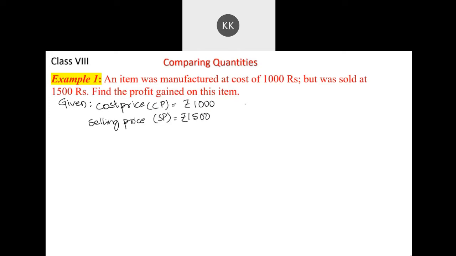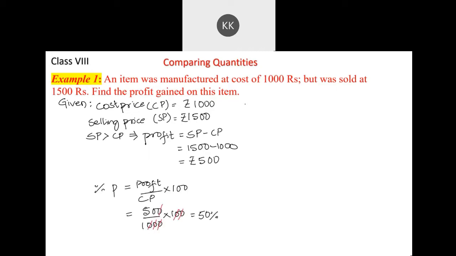Here the cost price is 1000, the selling price is 1500. Clearly selling price is larger compared to cost price, so we have profit as 1500 minus 1000, which is 500. So the profit percent is 50%. In this question they had asked only the profit, however we have found profit percent also.